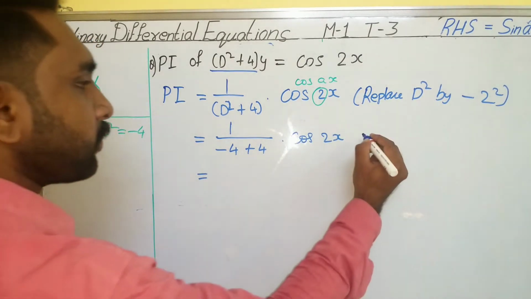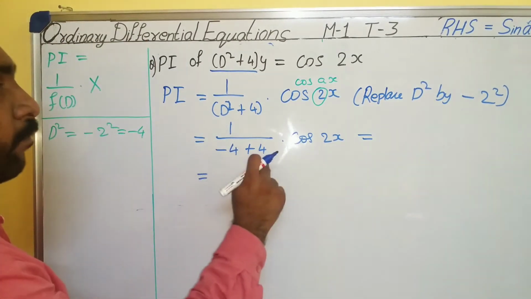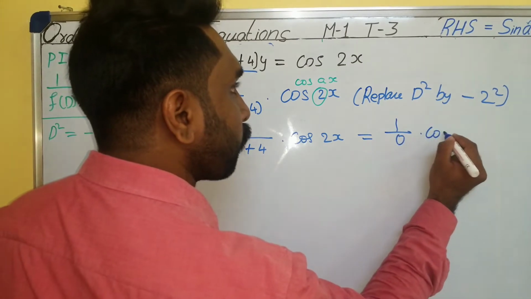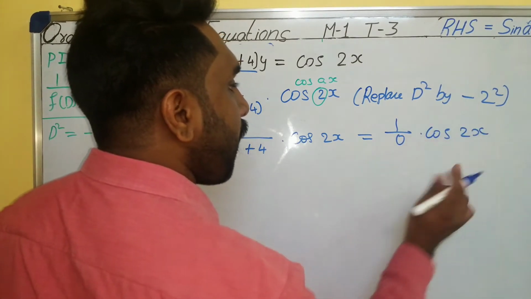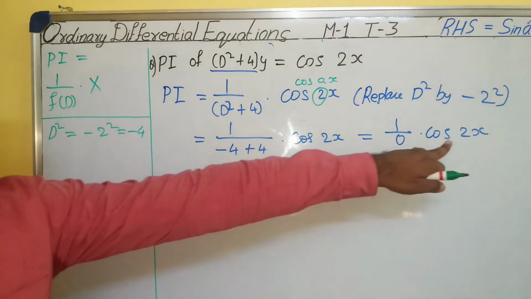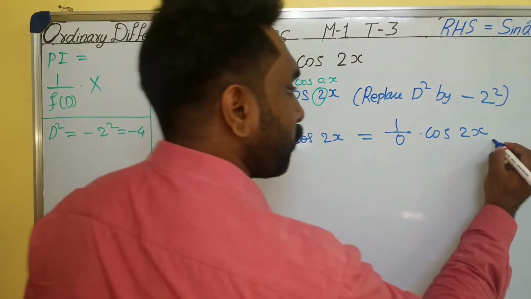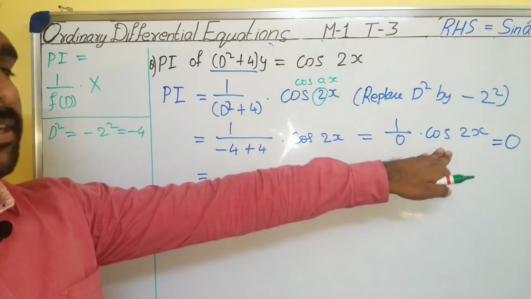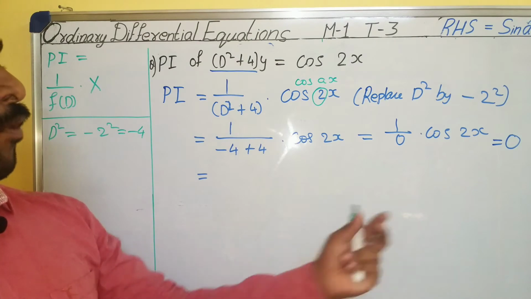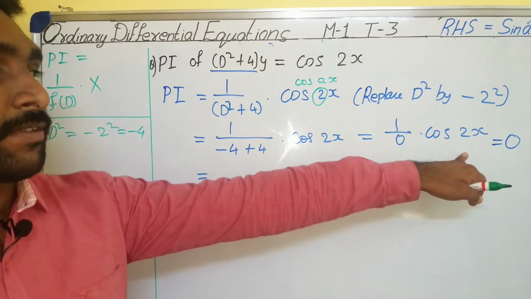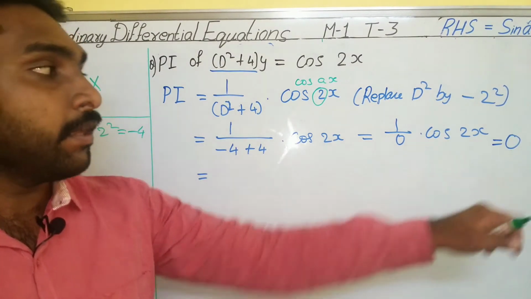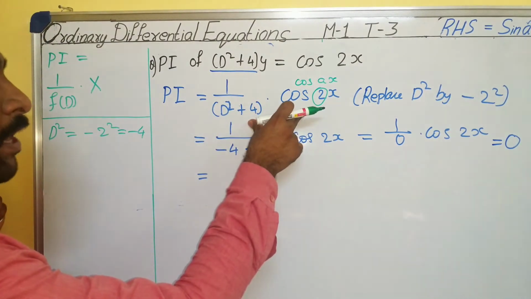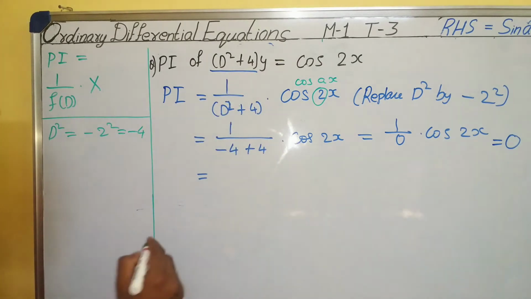So what happens? Minus 4 plus 4 gives 0. So 1 by 0 into cos 2x, and as the denominator is 0, the PI does not exist. The ODE does not exist in this case. So when problems come like this, where the denominator is equal to 0, we have to differentiate the particular integral, this total form, again to find the answer.